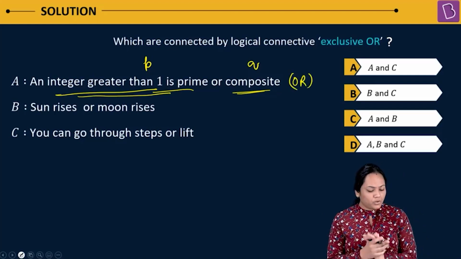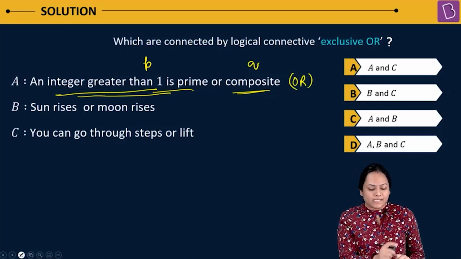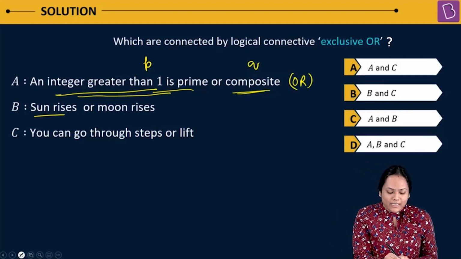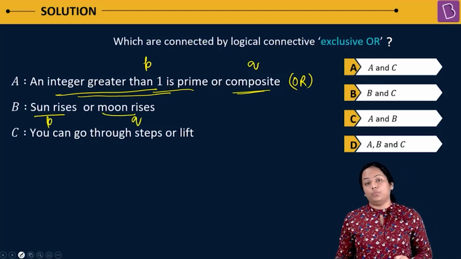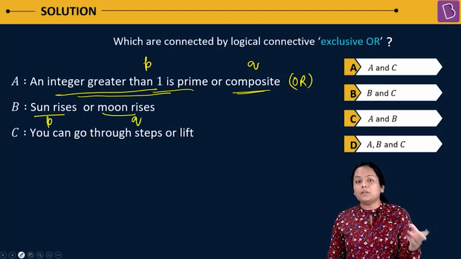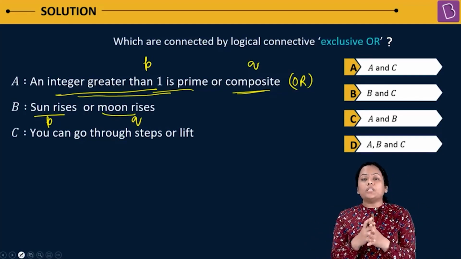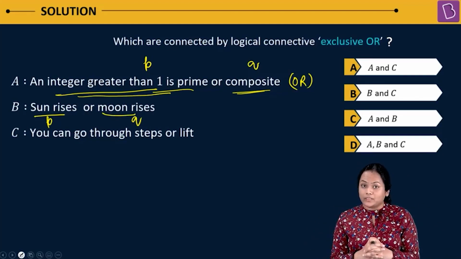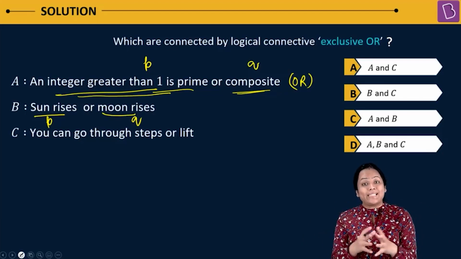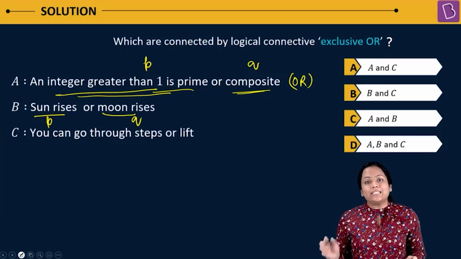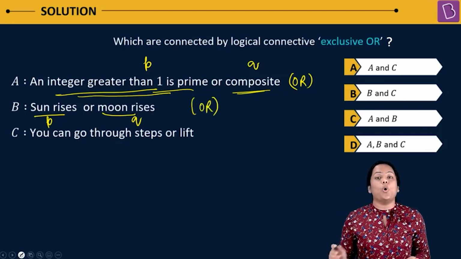Clear? Okay, perfect. Coming to statement B. Statement B is saying that the sun rises, let's say this is my P, or the moon rises is Q. So either my sun is rising or my moon is rising, but both again cannot occur together, right? These two obviously cannot hold together. They cannot be selected together. So definitely my statement B again will be an exclusive or.